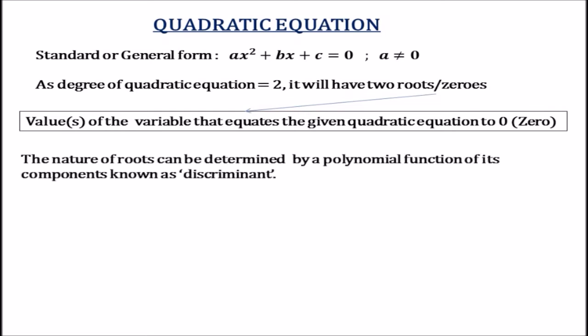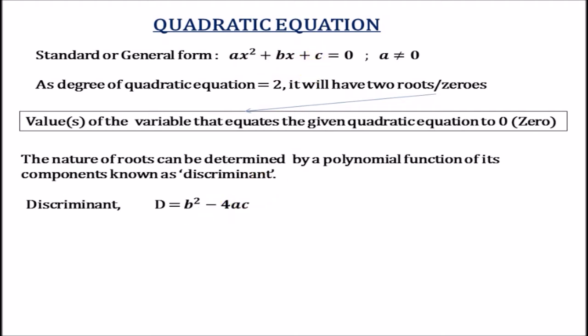The nature of roots can be determined by a polynomial function of its components, which is known as the discriminant. The value of the discriminant determines the nature of the roots for a quadratic equation. The formula for the discriminant is D equals b square minus 4ac: b square, that is the square of the coefficient of x, minus 4 times the coefficient of x square, a, into the constant term c.